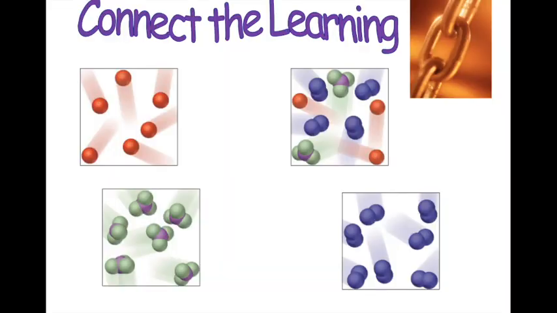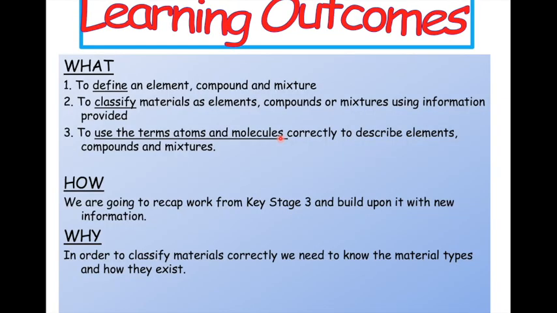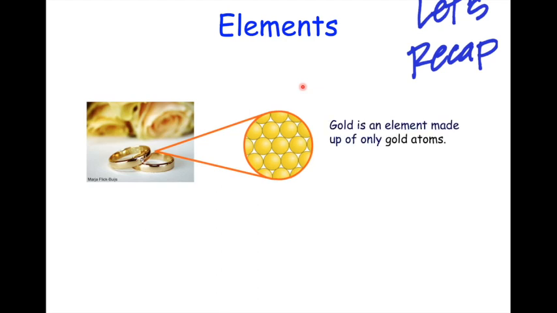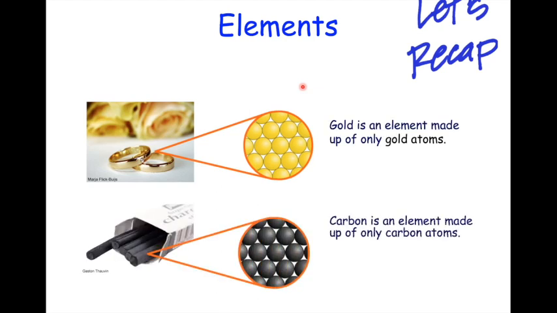So elements, compounds, and mixtures, right? The big thing I want to take away from here, these are some of the learning outcomes for today: to define an element, compound, and mixture. Some of you are already able to do this, so you can skip through this part of the video. But those of you who are still confused, I want you to really pay attention here. So elements. Elements are things that we're going to find on the periodic table of elements.